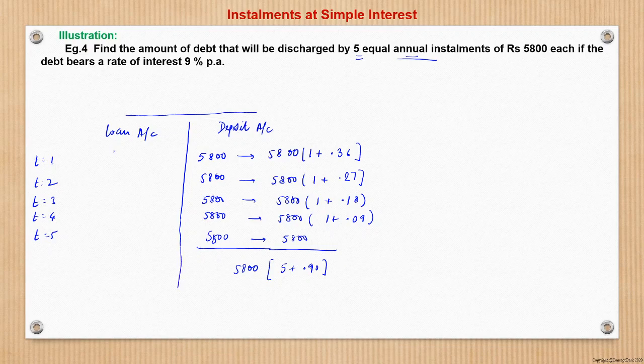Now here we do not know what the loan amount is, let it be x. So the value of x at the end of the fifth year will be nothing but x into 1 plus 0.09 into 5, right? And these two should be equal. So that is 1.45x will be equal to 5800 into 5.90. So if we solve, we get x is equal to 23,600. This is the answer to this question.